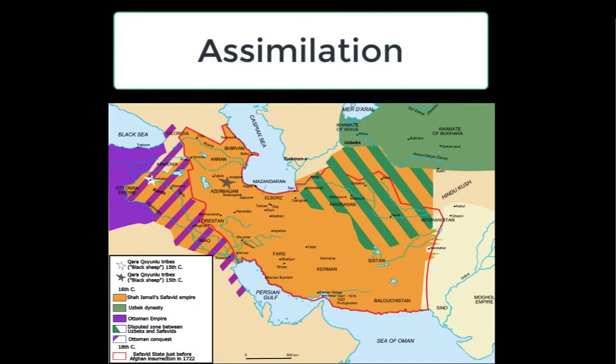Okay, model number 2. Model number 2 is assimilation. In the Central Asian and Middle Eastern region, there was a very small empire called the Safavid Empire. The Safavid was Shiite, small, and landlocked. One of its key leaders was a man named Shah Abbas. Shah Abbas, the leader of the Safavids, forced everyone to become Shiite in the national religion.